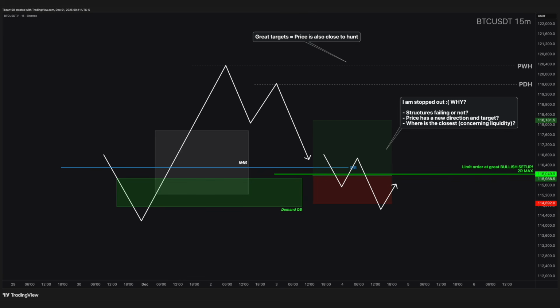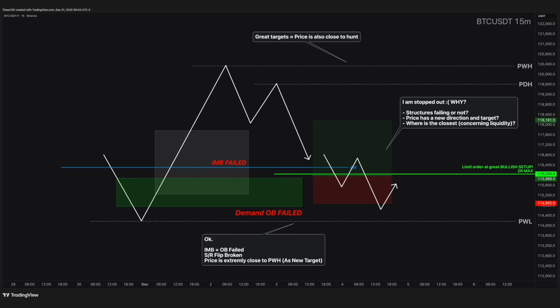And that's when you need to pause and ask yourself a few questions. Is the structure failing or not? Do we have a new direction forming and maybe a closer target here? Where is the nearest liquidity that might actually matter right now? Because in this example, you will notice these bullish structures aren't holding up really well, and they are getting broken. And this is the moment where we need to accept that the direction has shifted. Price is now hunting a completely different pocket of liquidity.